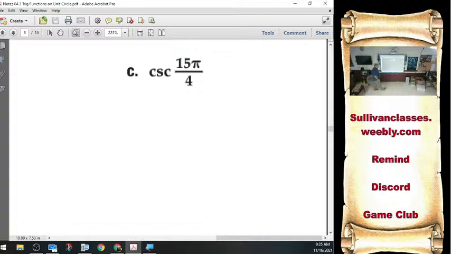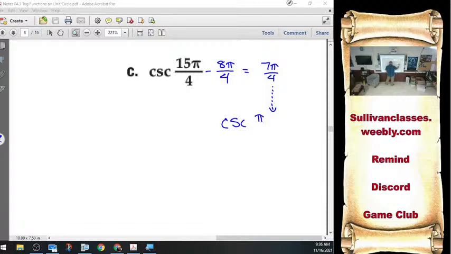The first thing you recognize is that 15 pi over 4 is more than a full revolution. So I'll take away 2 pi, so it's something more familiar. And then, 7 pi over 4 has a reference angle of what? Well, maybe I don't know what the cosecant of pi over 4 is off the top of my head. But cosecant is the reciprocal of what? Sine. If I know that the sine of pi over 4 is square root of 2 over 2, then its reciprocal is just square root of 2.